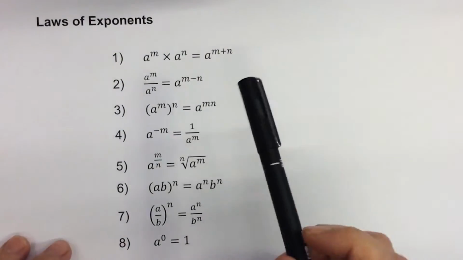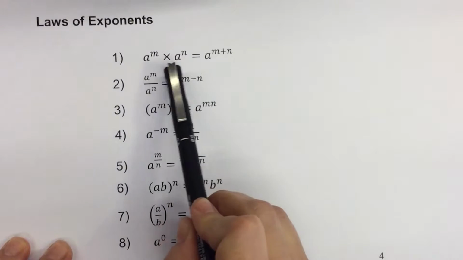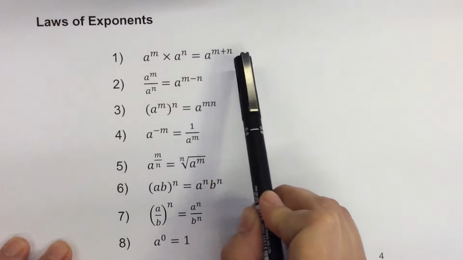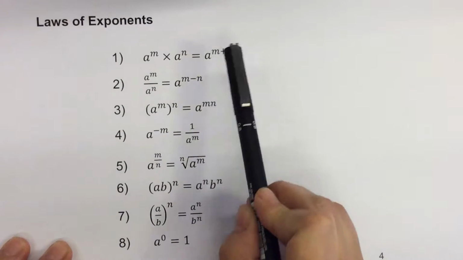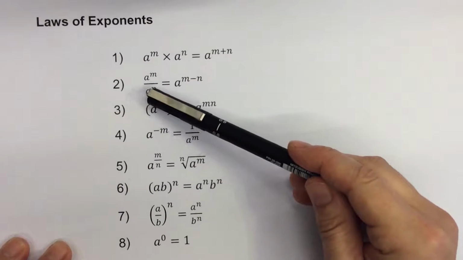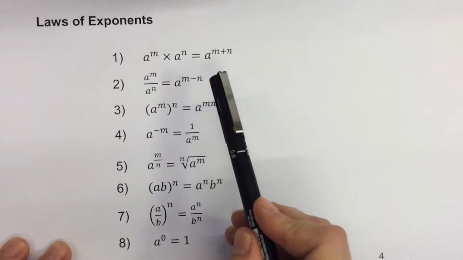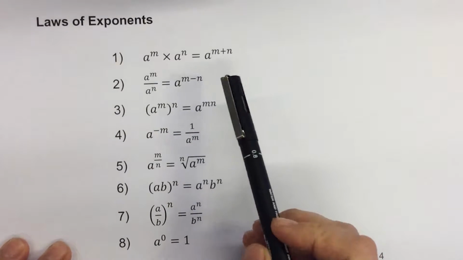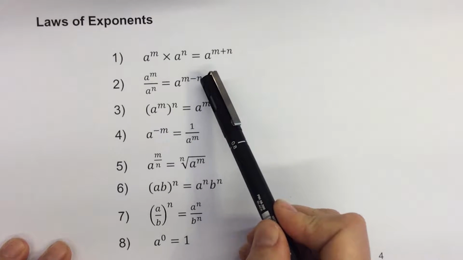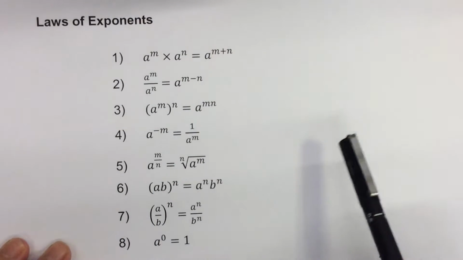If we have two powers multiplied and the bases of the powers are the same, then the result would be the base to the power of the sum of the indices. If we have a quotient of powers and the base is again the same, then the result would be the base to the power of the difference: power of numerator minus power of denominator. This is important. The order of the indices is important.